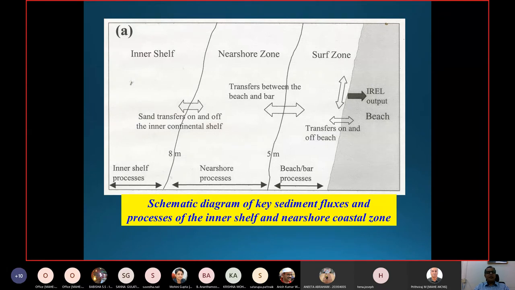Now some intervention has happened. You can see it. I think our own group has done that. Now slowly the beach has started forming in the Ullal beach.